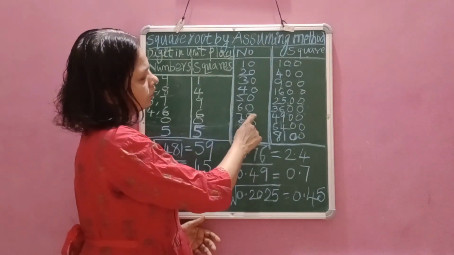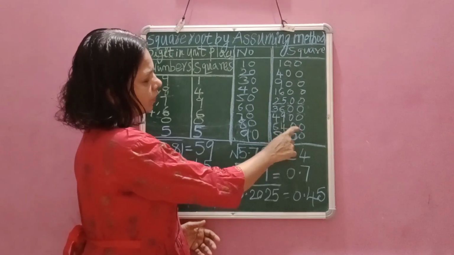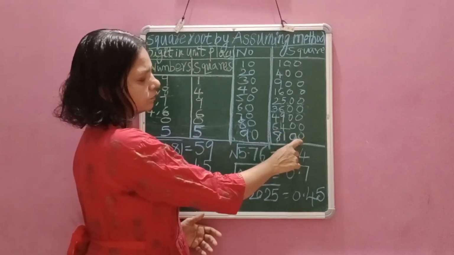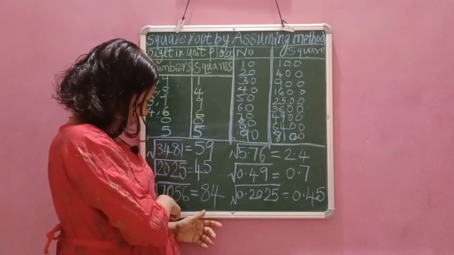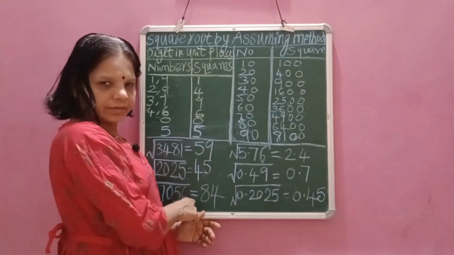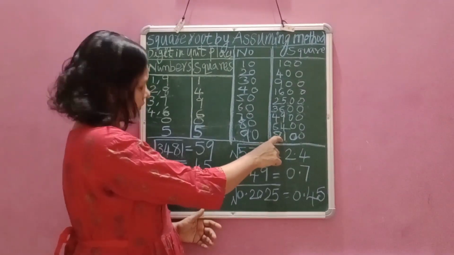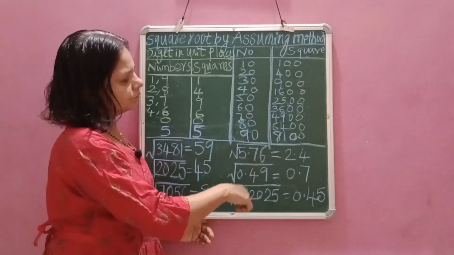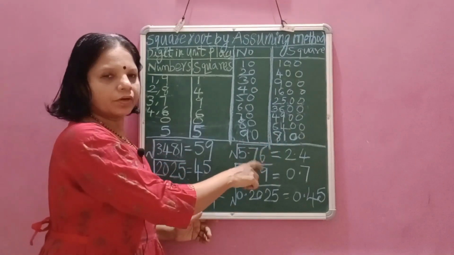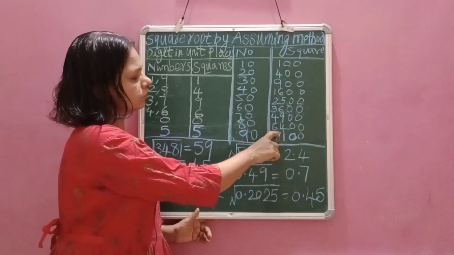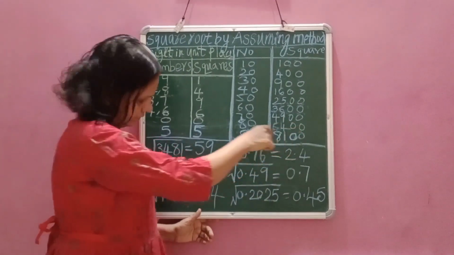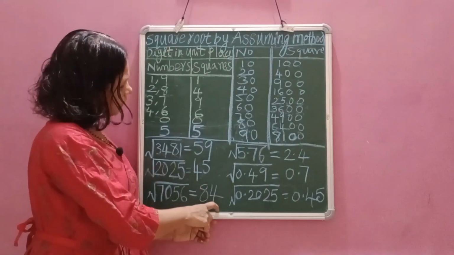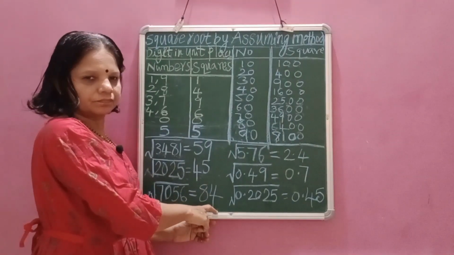Now 6400, 8100, here 7000. So it is more nearer to what? More nearer to 6400. Therefore 84 is the answer.